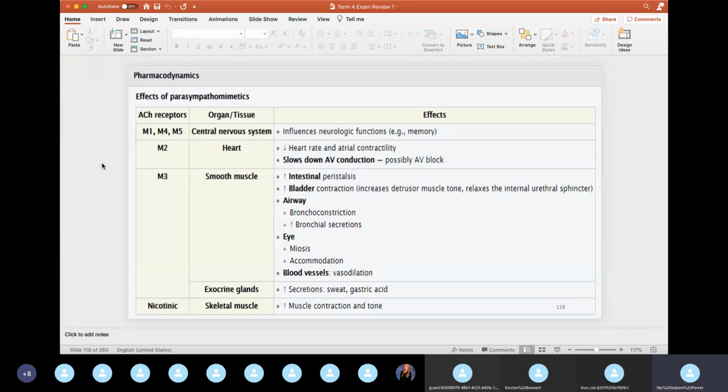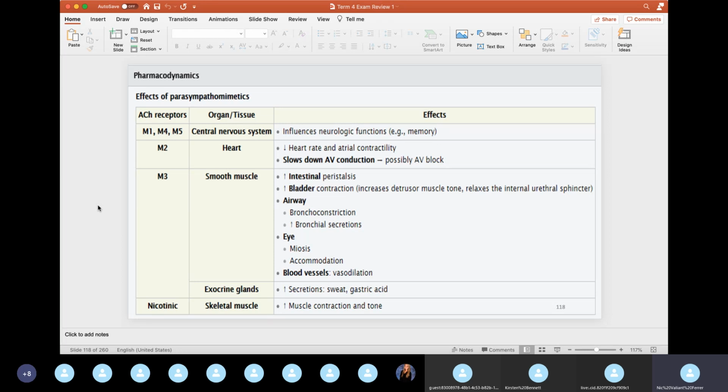Now we go to the meat of stuff, right? So your parasympathomimetics, M1, M2, M3. Remember, like I've said, from term 1, M1, think about CNS. M2, think about the heart. M3, think about the rest of the body. CNS function, think about memory. In the heart, bradycardia. M3, this is parasympathetic, so increase peristalsis, increase contraction of the bladder, vasodilation of the blood vessels, and bronchoconstriction of the airways.